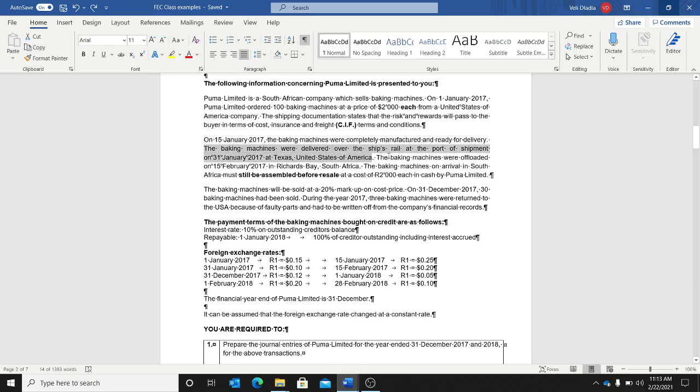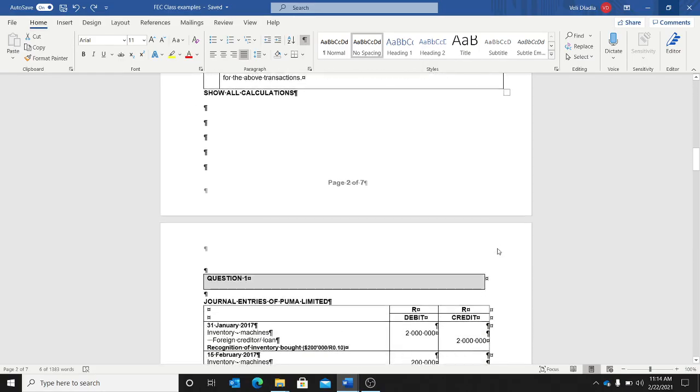Then they're saying the baking machines were delivered over the ship's rail at the port of shipment. Here. This is your transaction date. You can only have one. 31 January 2017 is your transaction date. Now you come here, you check the rate on that day. Here is the rate on that day. Right. Then you recognize your asset here.